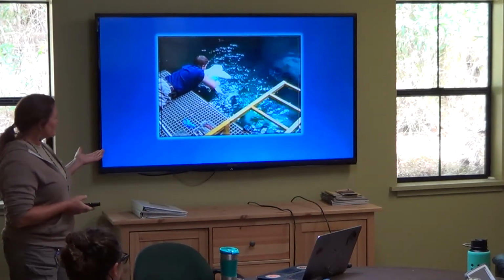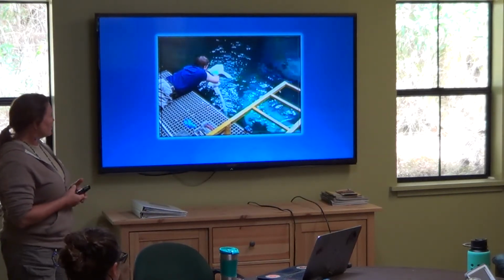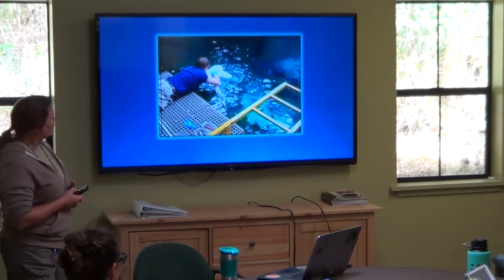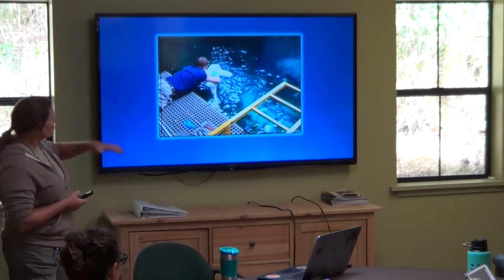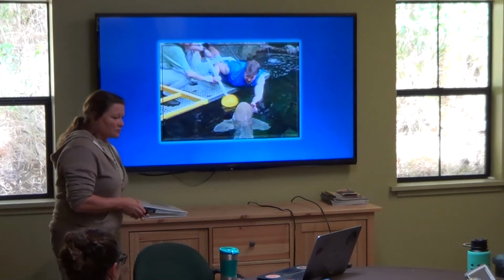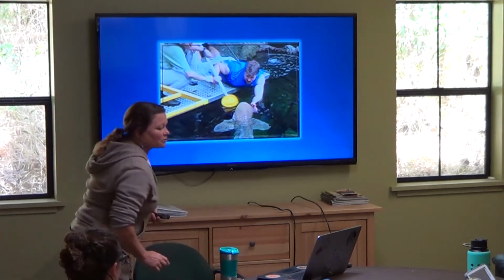So now you can see the animals are super calm, relaxed. He's not really restraining them. Beginning to sort of stroke down the animal's body close to where the blood draw will be, and then this is what the blood draw looks like.